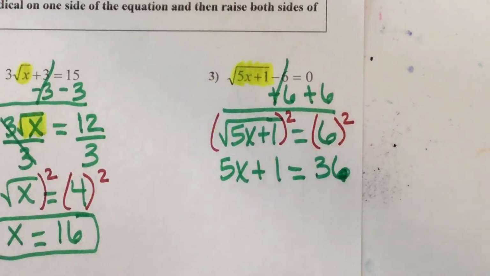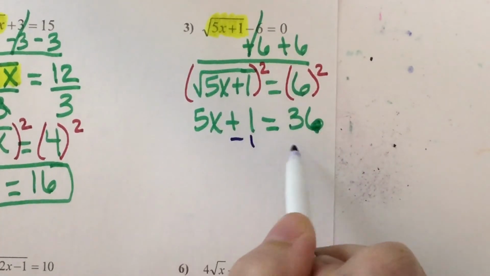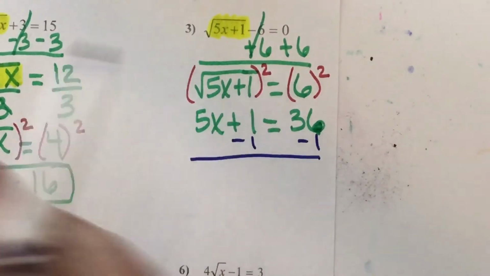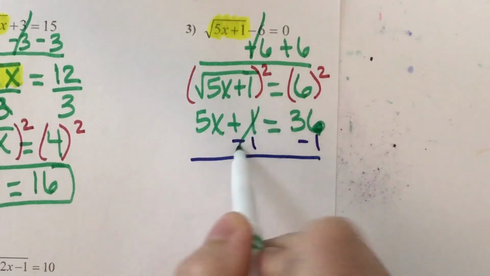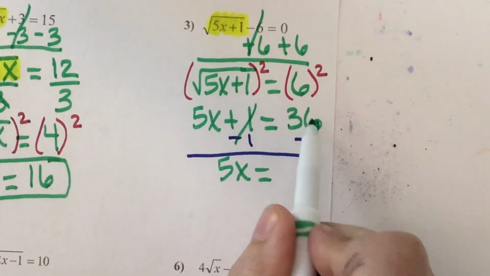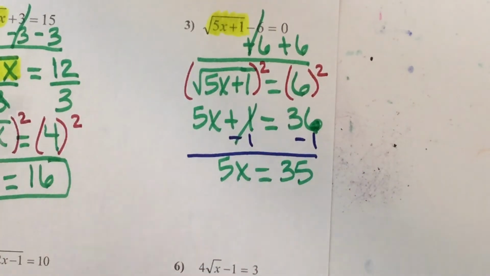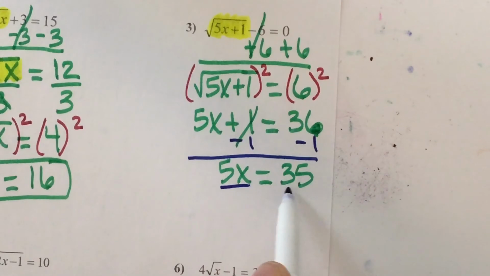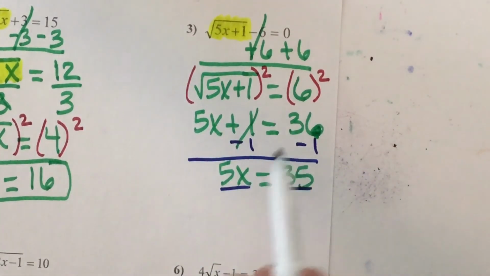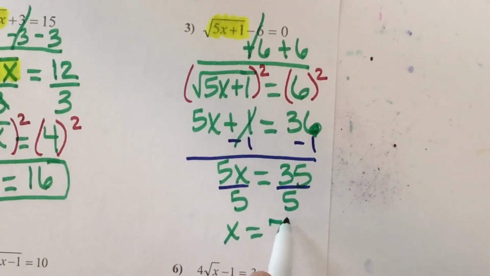Okay, now this is just a little two-step equation from here. So first, to get rid of addition of 1, we would subtract 1. 5x would come down. The equals would come down. And then what's 36 minus 1? 35. And then how do we get rid of this 5? We divide by it. So I'm going to divide both sides by 5. And my answer is going to be 7.